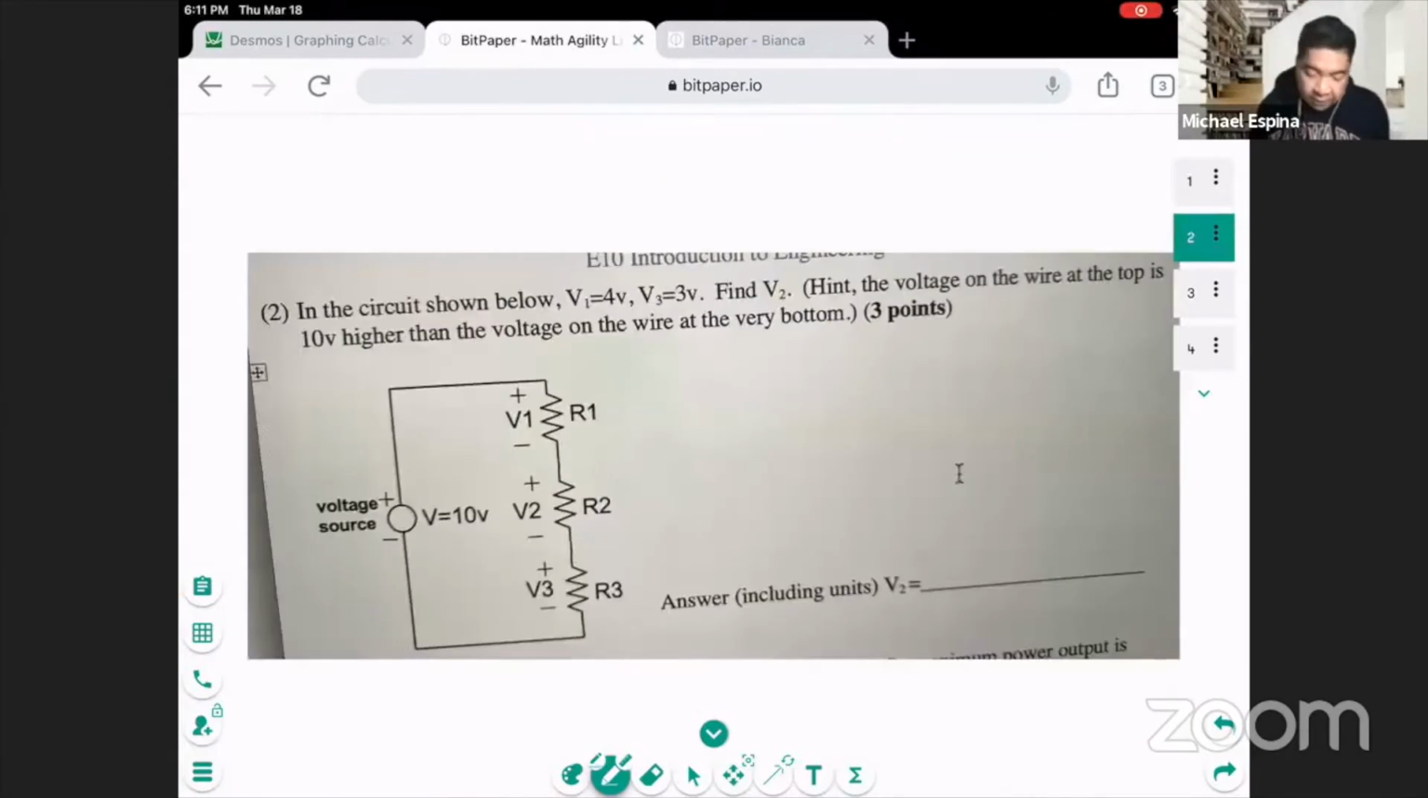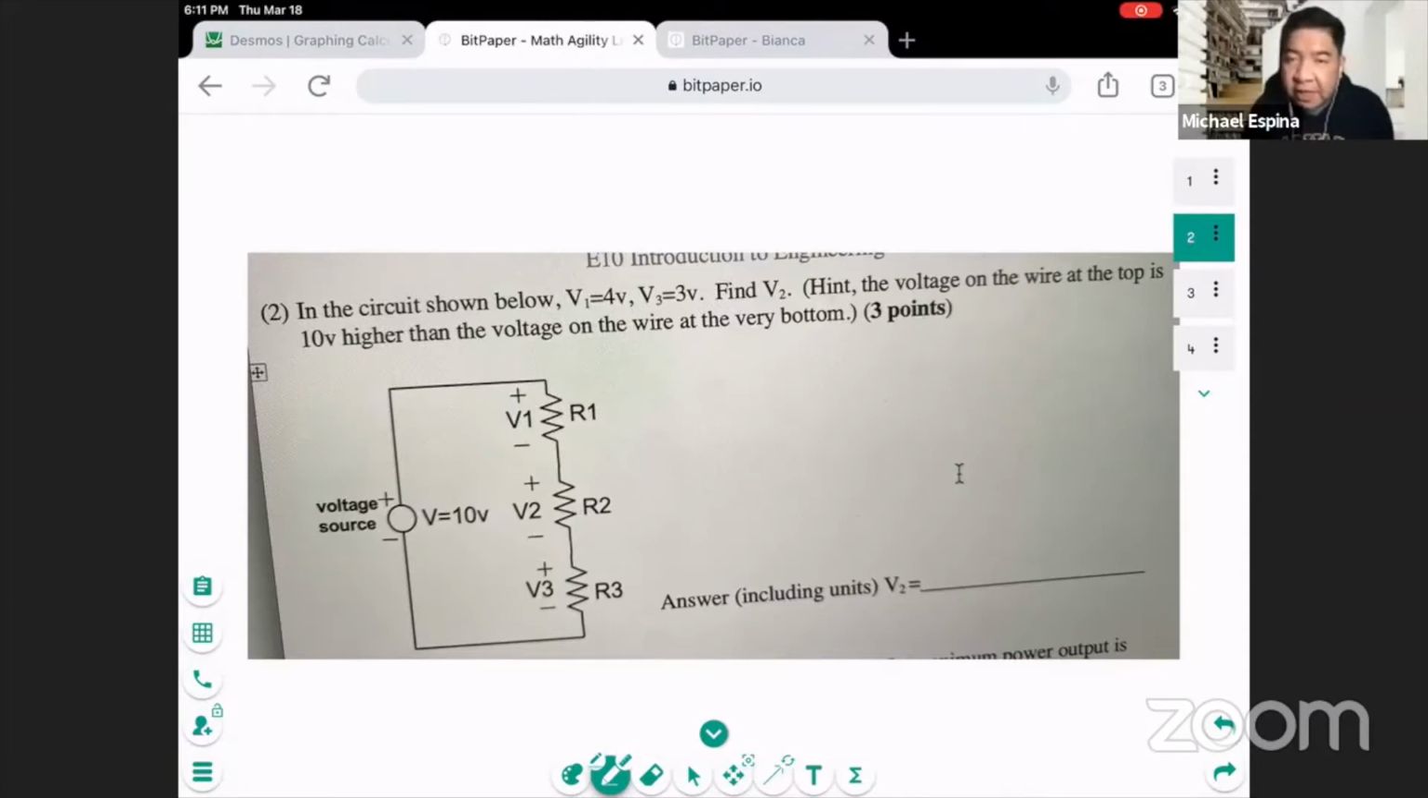Okay. This question is from Stephanie. She's doing, probably this is part of her physics class, and she's grade 12 from San Francisco. So this is the question. In the circuit below, V1 is 4 volts, V3 is 3 volts, and we're trying to find V2.